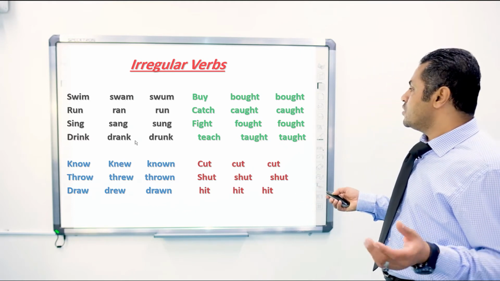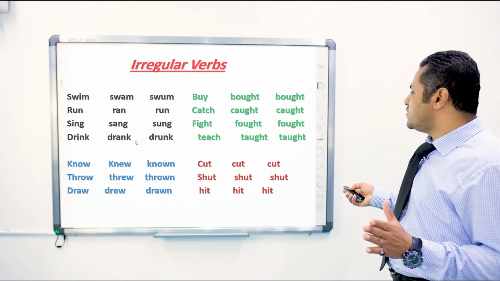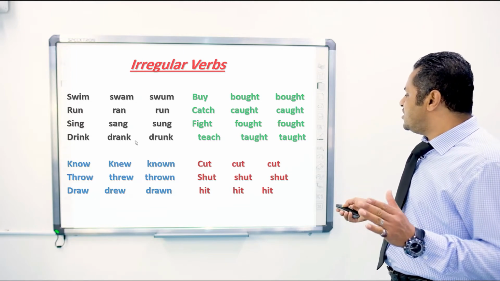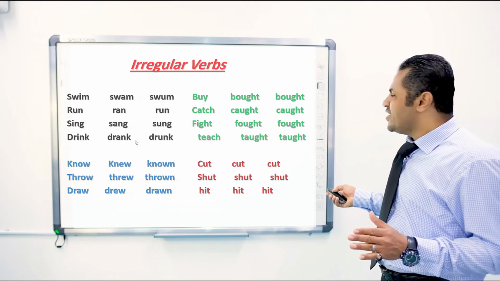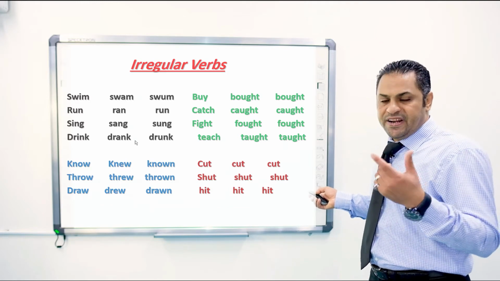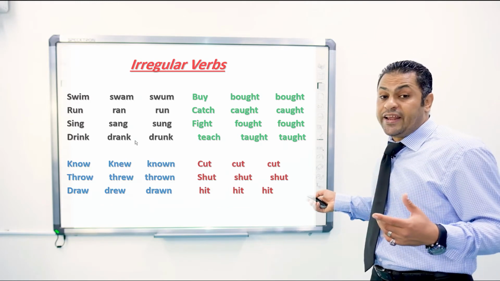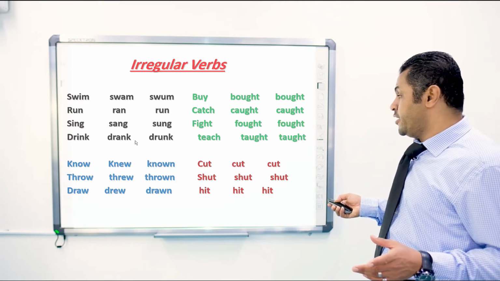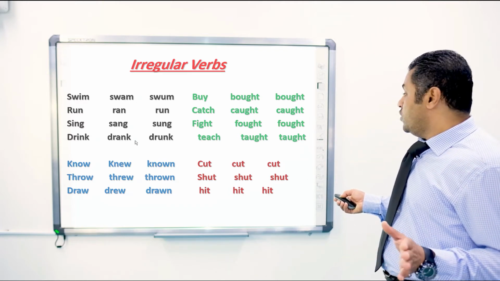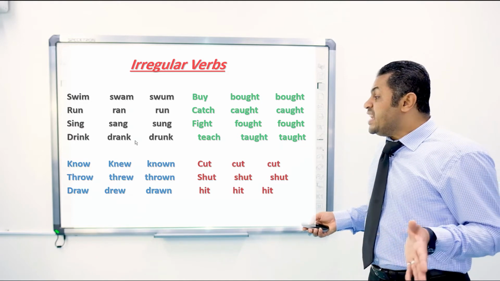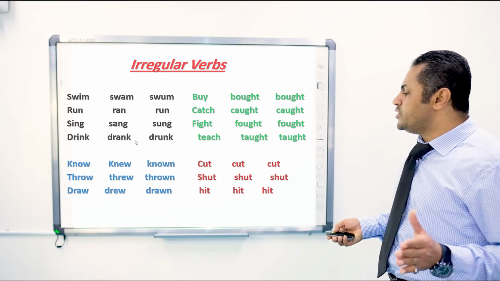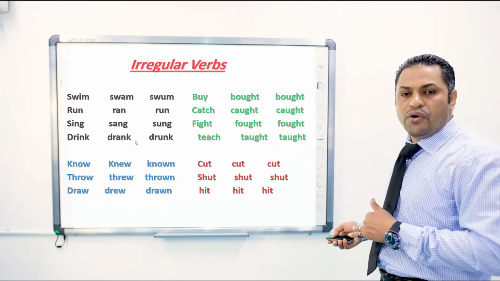The next one: buy, bought, bought; catch, caught, caught; fight, fought, fought; teach, taught, taught. So they have similar pronunciation, and you can keep them easily. But take care of O or A: know, knew, known; throw, threw, thrown; draw, drew, drawn; fly, flew, flown, and so on.